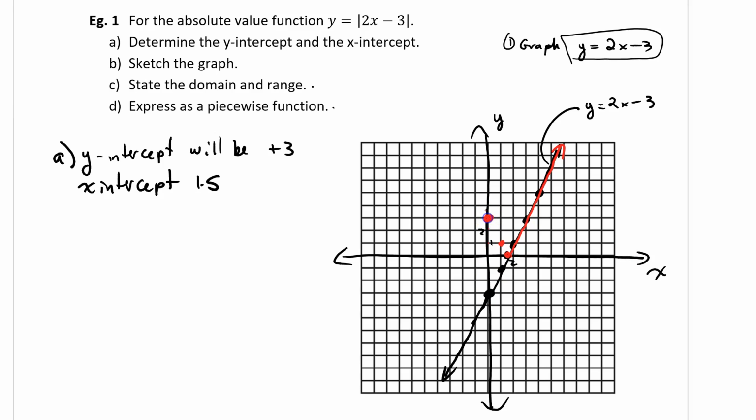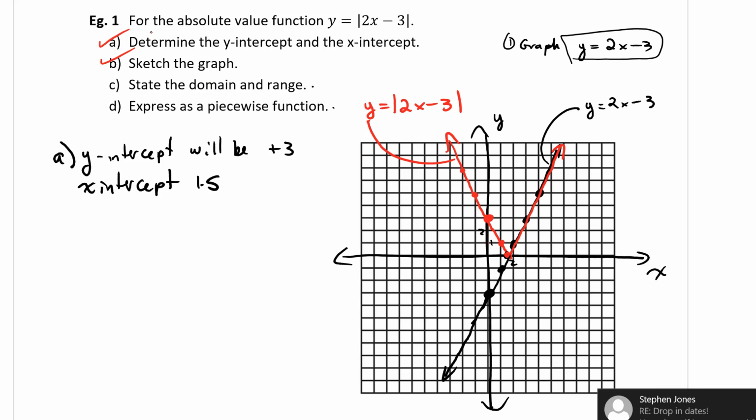So this right here. I know that I go up one, up two, over two. I can just reverse the slope like that. So when I connect all of my dots here, this right here, that's in red, is my absolute value function. So y equals the absolute value of 2x minus 3. Boom. So we've determined, we've sketched.